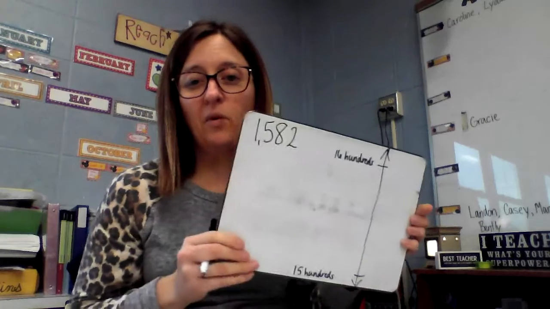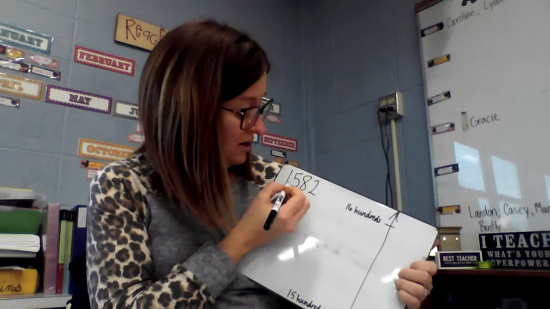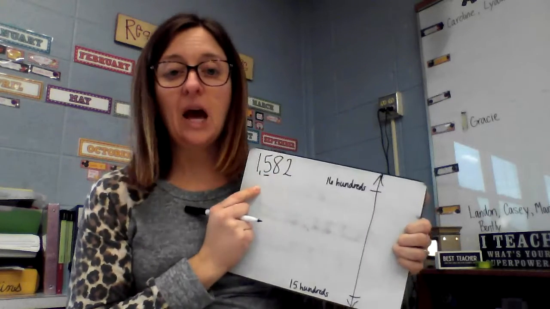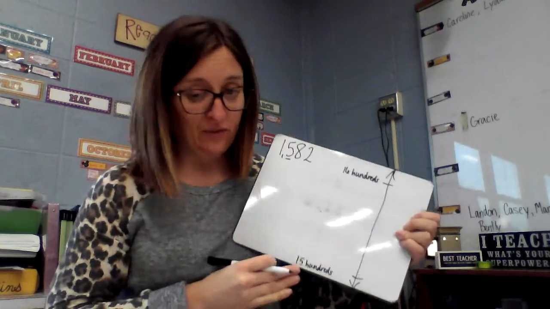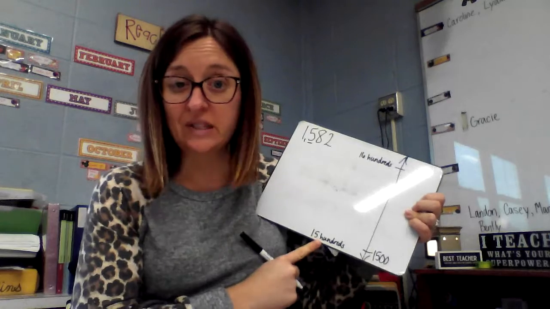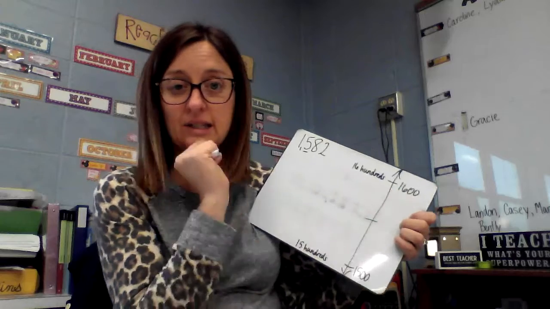So let's take the number 1,582. We're going to round to the nearest 100. So we have to figure out how many hundreds in 1,582. It's not just 500s because we have this 1,000 there. Now it's 1,500s or 1,500. What's one more hundred than 1,500? One more than 15 is 1,600s or 1,600. And then what's our halfway point between 1,500 and 1,600?